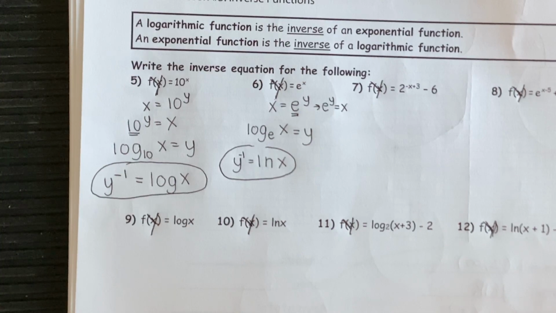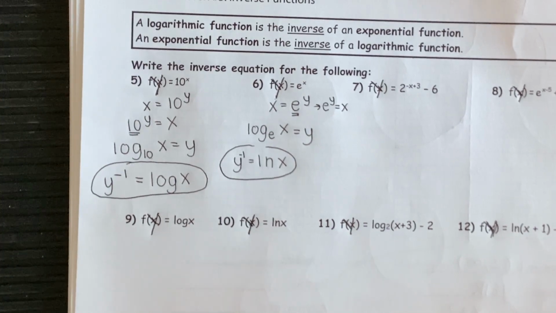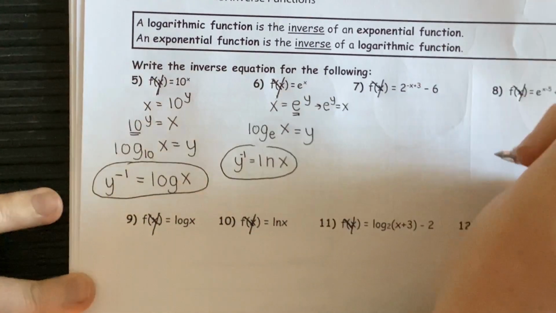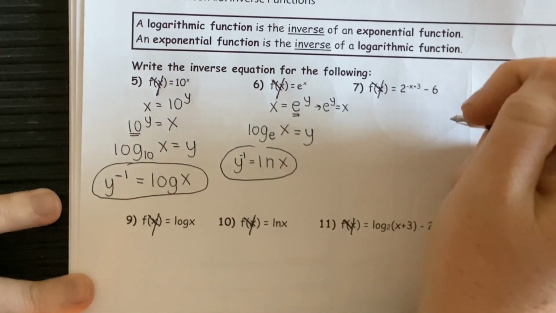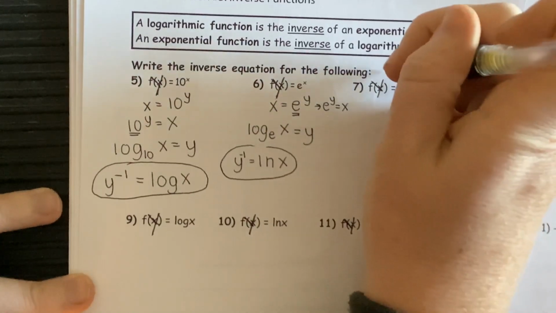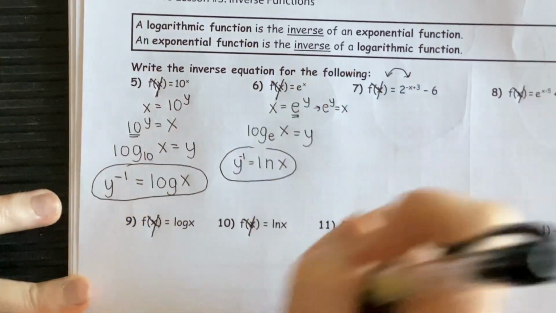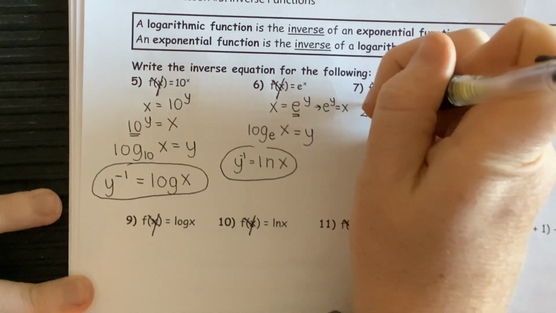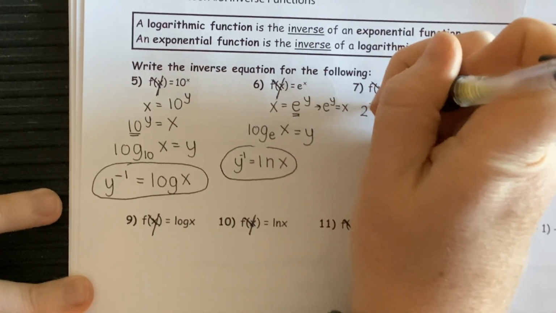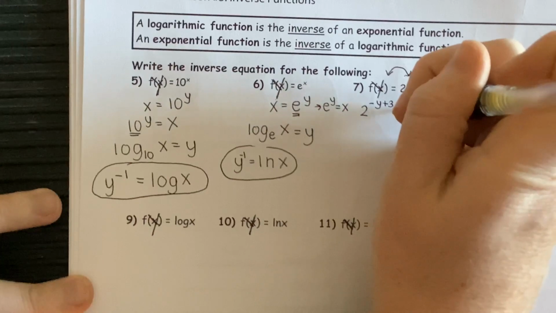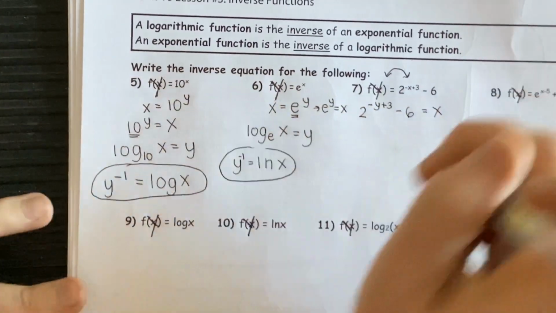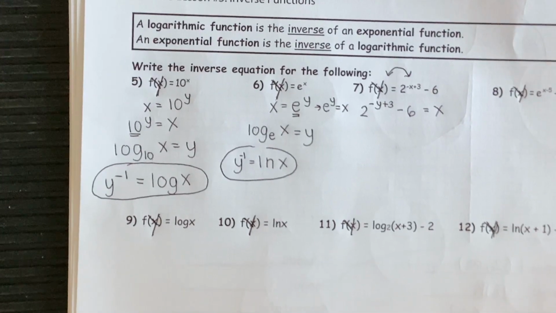Okay, now let's get into one that's a little bit trickier. So those were pretty simple. Now let's do one that's a little bit harder. So if you look at 7, process stays the same. Let's rewrite. So I'm going to go ahead and I'm going to flip the order of these 2 right off the bat. So I'm going to come over here. I'm going to have 2 raised to the -y plus 3 minus 6 is equal to x. So I took my x's and y's and I just flipped the side that they were on.